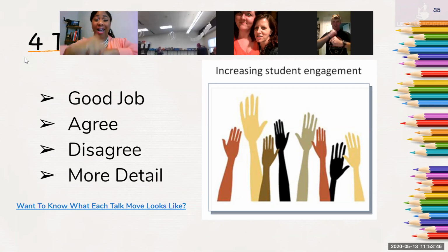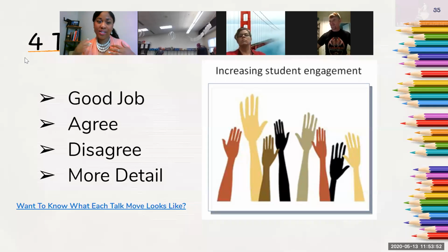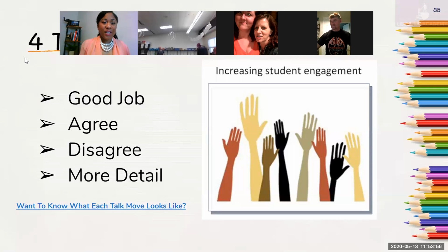And when a whole class is doing that, you can see them searching for, okay, how can I make this clearer? How can I provide some more evidence? Or how can I relate this to a personal experience I've had, whatever. Okay, so we have good job, keep going, I like what you said. Agree, I was thinking the same thing. Disagree, I respectfully disagree with you. And then more detail.